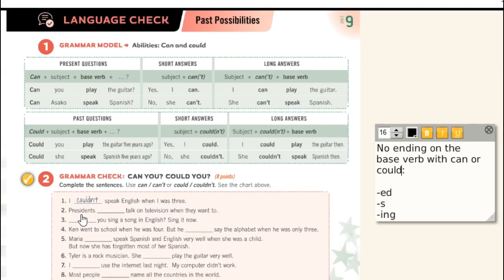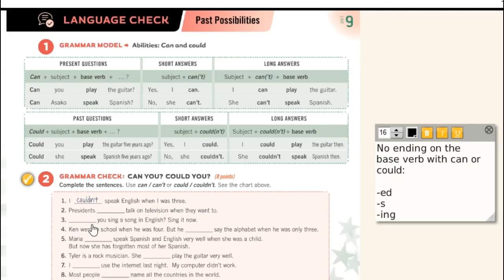This one is presidents. Presidents something talk on television when they want to. Presidents. Okay, 대통령. Mr. Moon. And President Trump. Okay. Do you think they can talk on television whenever they want to? 하고 싶을 때 TV에서 말할 수 있어? 할 수 없어? What do you think?